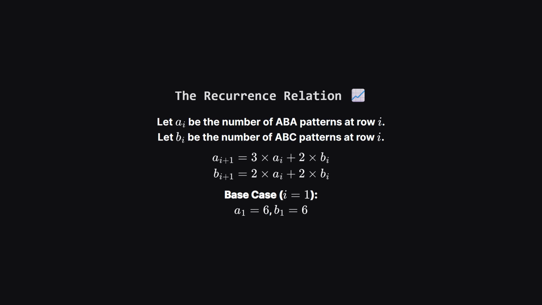So we can summarize our findings into a nice mathematical formula. Let's say A sub I is the number of ways to paint row I with an ABA pattern, and B sub I is the number of ways to paint it with an ABC pattern. Based on our transitions, the new number of ABA patterns is 3 times the previous ABA count, plus 2 times the previous ABC count. Similarly, the new number of ABC patterns is 2 times the previous ABA count, plus 2 times the previous ABC count. We start at row 1 with 6 of each type.